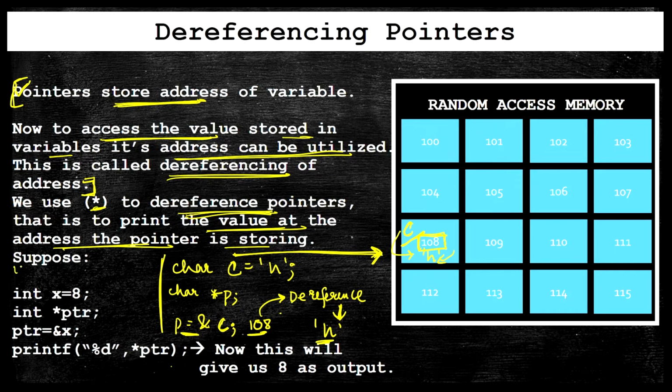So here is another example. Suppose x equal to 8. Let's define a pointer to x, that is star ptr of int type, because this is going to be a pointer to x, this one only.